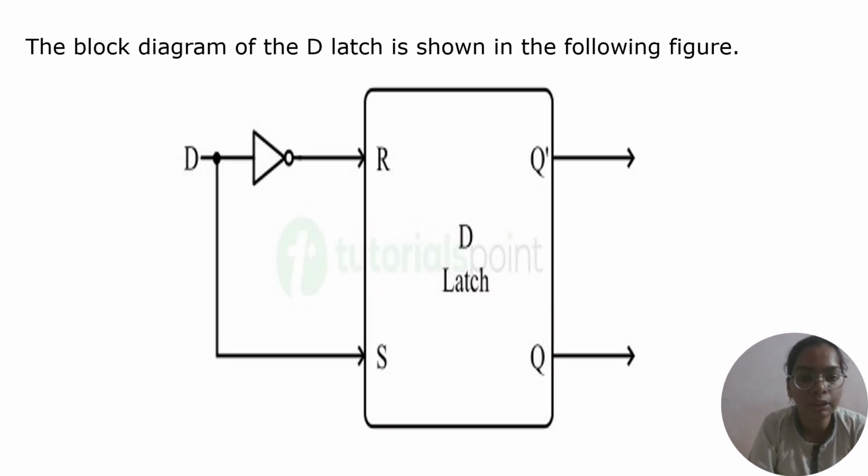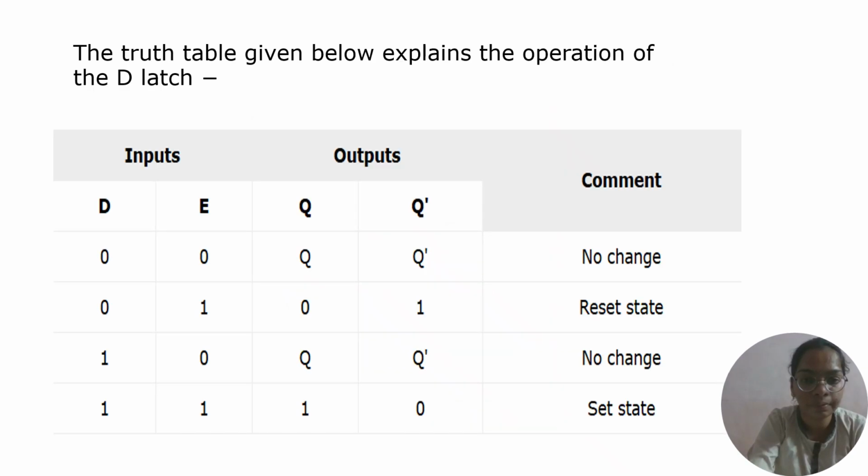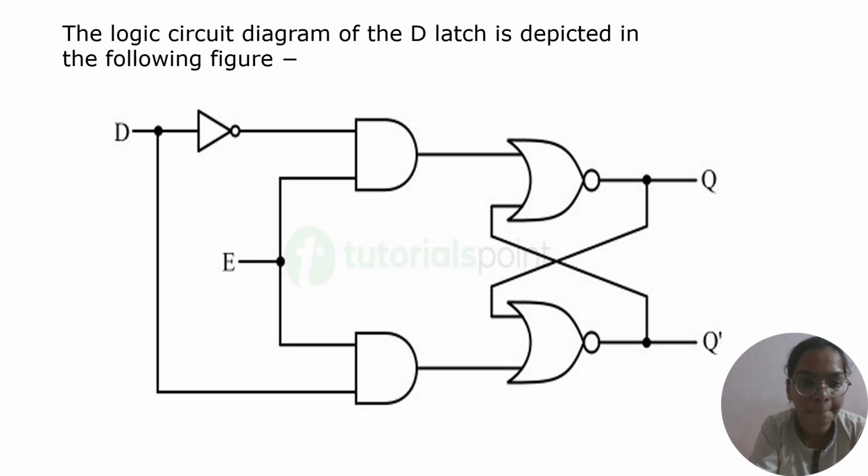The block diagram of D latch is shown in the following figure. The truth table given below explains the operation of D-latch. The logic circuit diagram of D-latch is shown in the following figure.